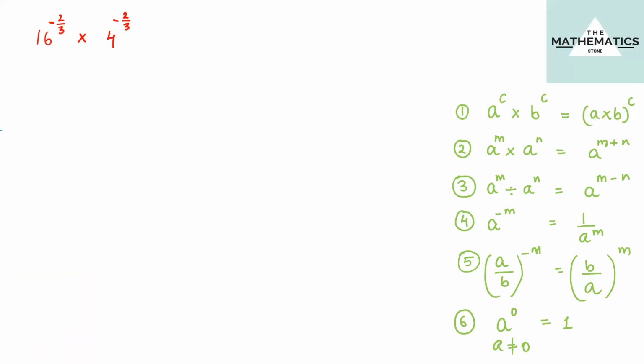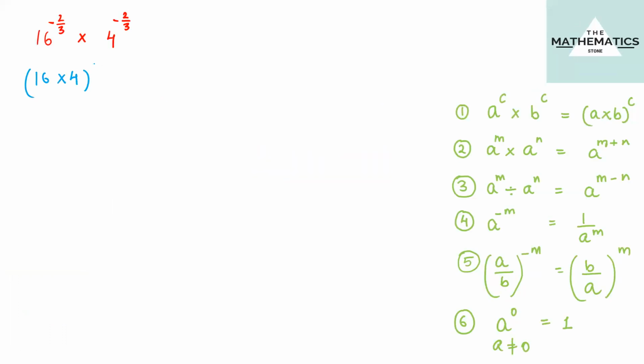Okay, now coming back to this question of ours. Which property will be applied over here? Property number 1, because the exponents are the same, negative 2 over 3, negative 2 over 3. So I'm going to combine the bases. So it becomes 16 times 4. Combine the bases.